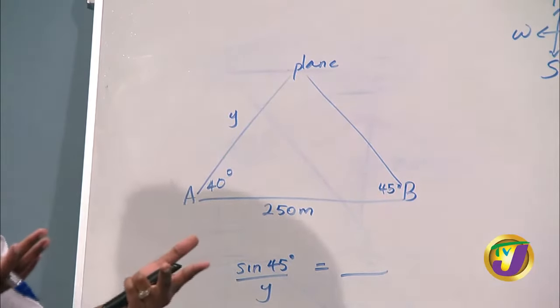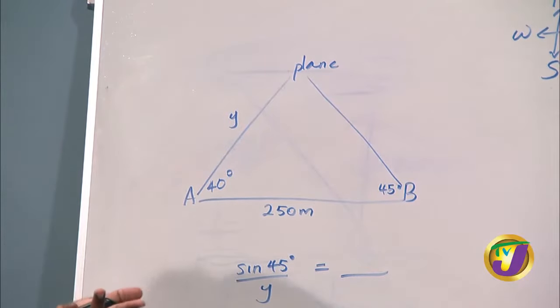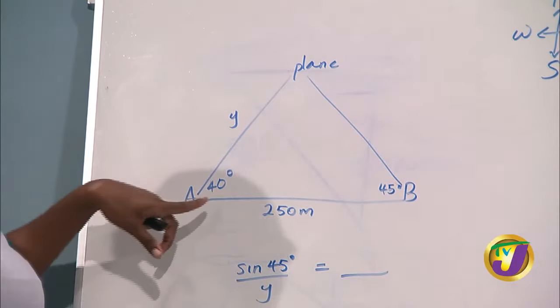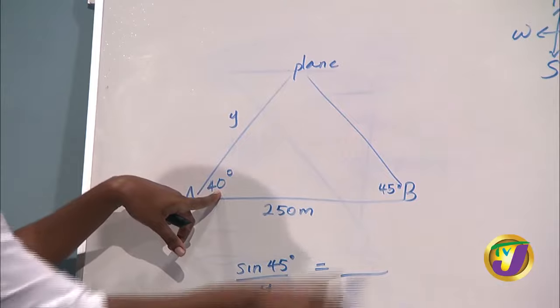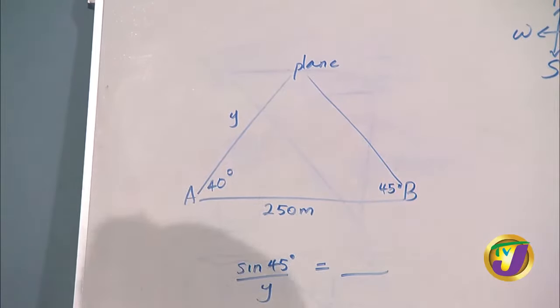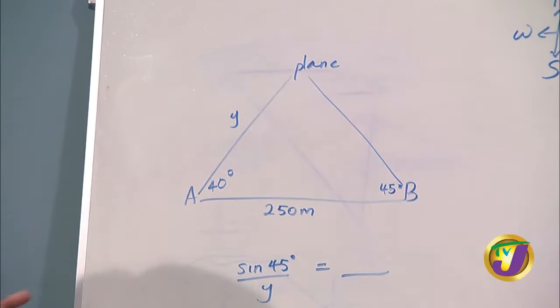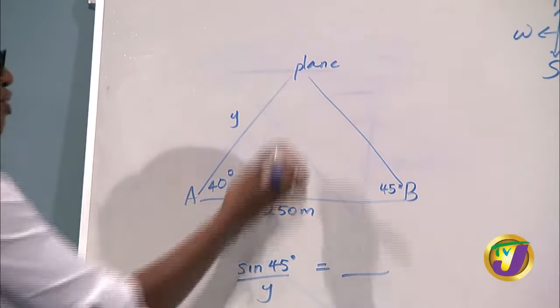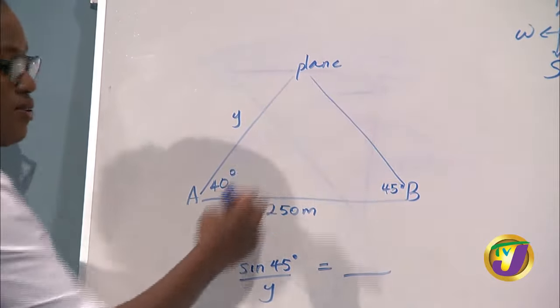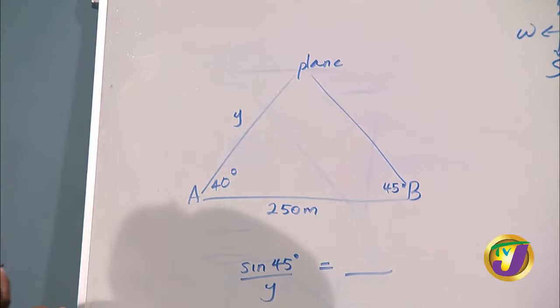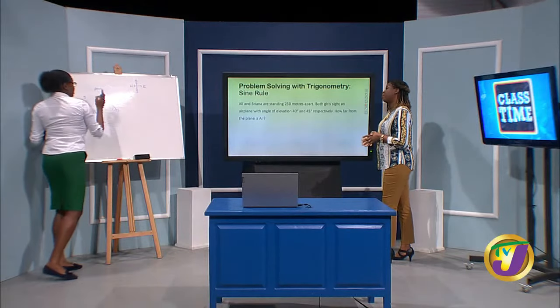Based on what we know, angles in a triangle add up to 180 degrees. So we would add the 40 degrees and the 45 degrees to get 85 degrees, then subtract that from 180. What value would we have here? Well, 95.